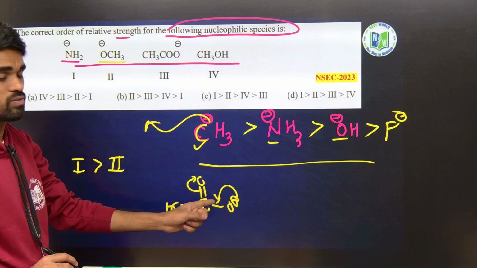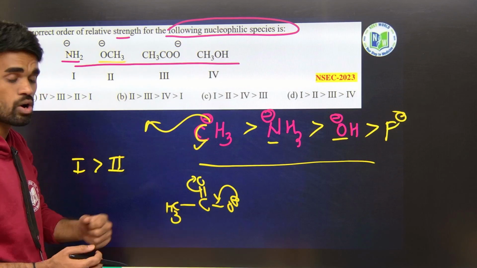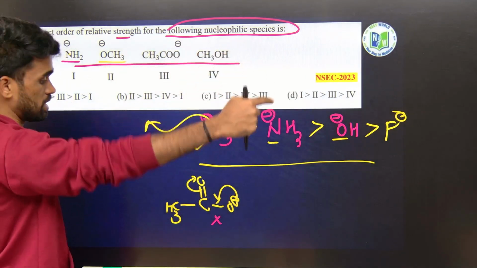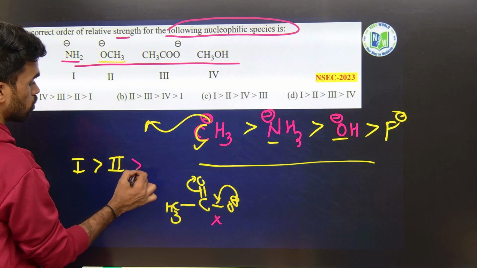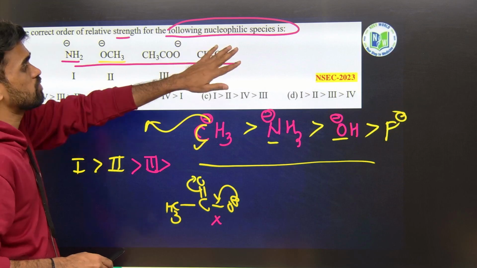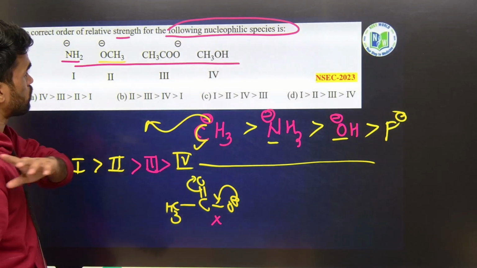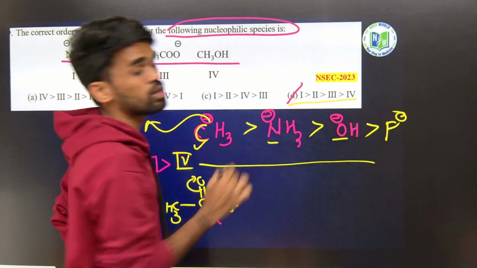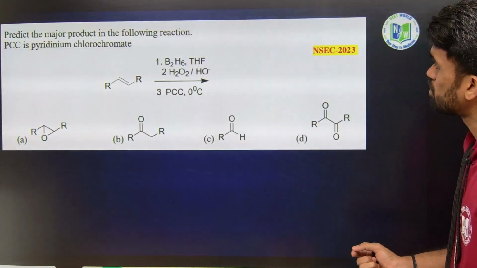Since electrons are in conjugation with the carbonyl group, carbon and oxygen bond, they are less available to donate to the electrophilic side. Therefore this is less nucleophilic than this 2. And there is no charge, so this is the least nucleophilic. So 1, 2, 3, 4, option D will be your perfect answer for this question. Let us move forward with one more question here.